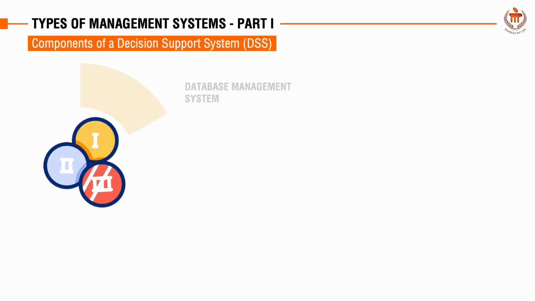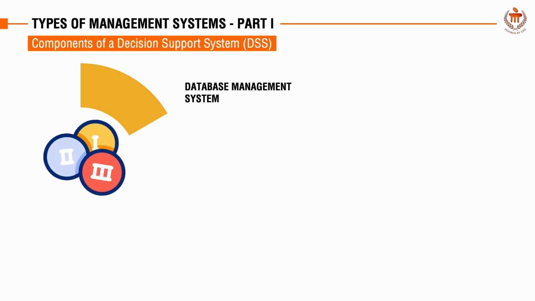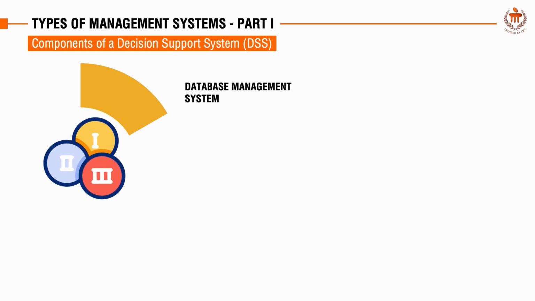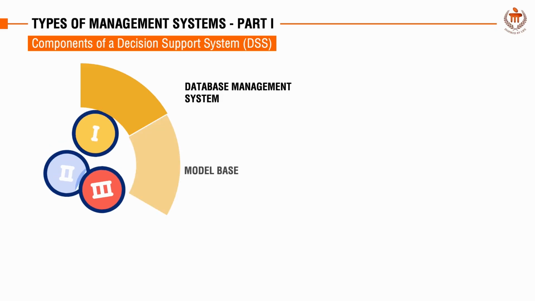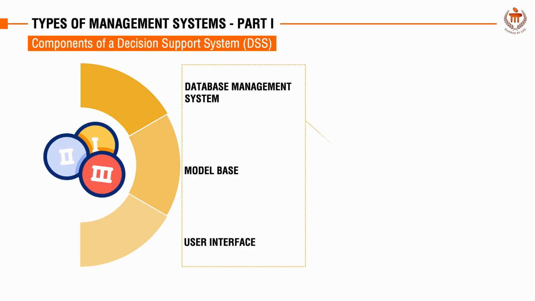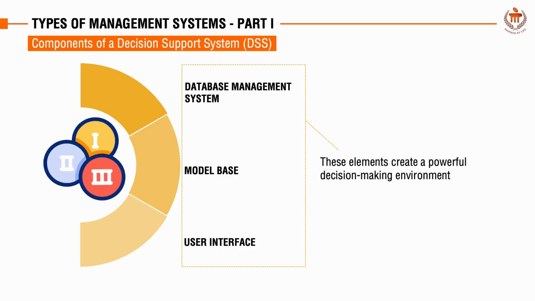Let's go through the components of decision support systems. A decision support system consists of three main components: the database management system, the model base, and the user interface, UI. Together, these elements create a powerful decision-making environment.